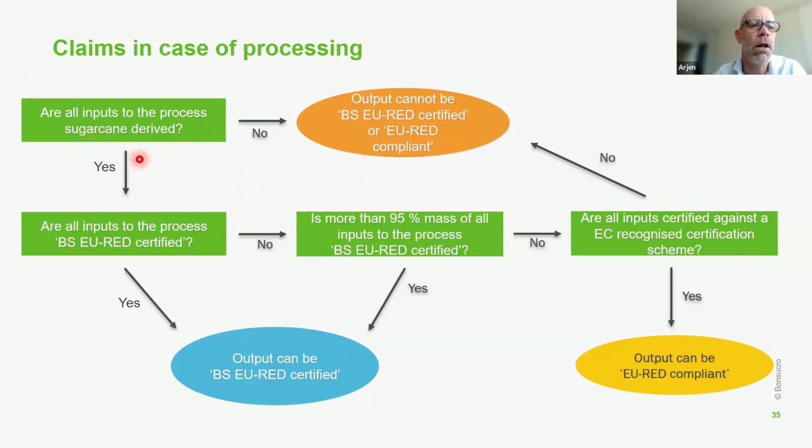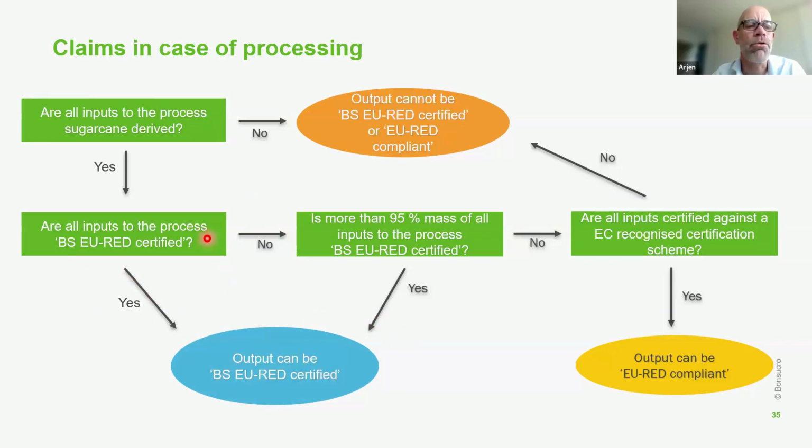However, if all the inputs to the process are sugarcane derived, then the next question is, are all the inputs to the process Bonsucro EU-RED certified? Well, we saw that example on the previous slide, the first example whereby both the bagasse and the molasse were Bonsucro EU-RED certified. If that's the case, the answer is simple. Yes, the output can be Bonsucro EU-RED certified.